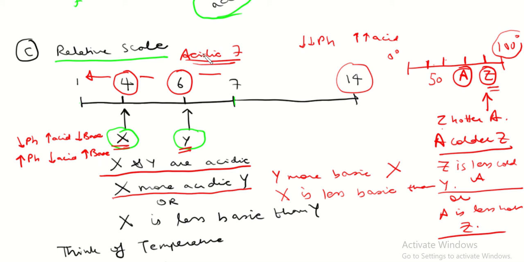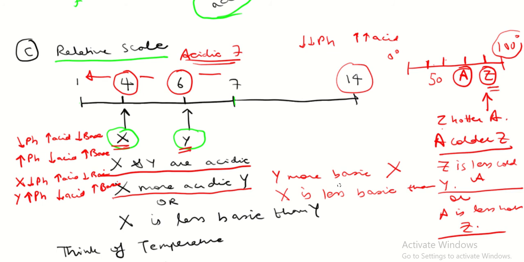Why? You see here, as I am going towards less pH, I'm becoming more acidic and less basic. As I'm increasing my pH, I'm becoming less acidic and more basic. So, if I have X that has a lower pH, I am more acidic and less basic. If I am Y and I have a high pH, I am less acidic, right? And more basic. And I can write it out.